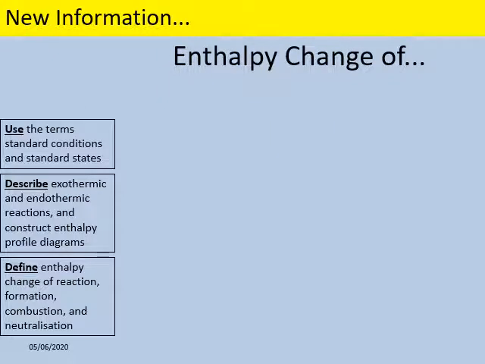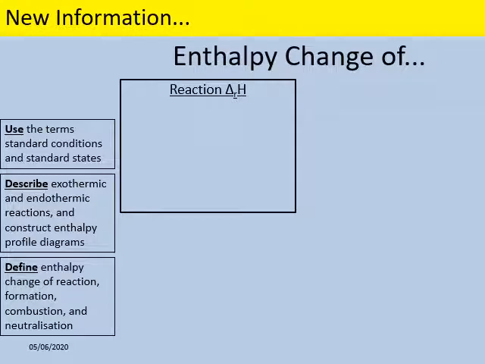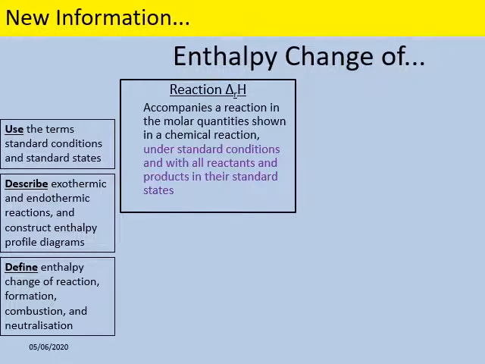Now we're going to go through 4 different definitions for enthalpy changes, and they're specific to different types of reaction. We'll talk about each one in turn a little bit more later on. The first is the enthalpy change of reaction. You can see here next to the delta symbol we've got a little r, that r is for reaction. The definition for this is that the enthalpy change accompanies a reaction of the molar quantities shown in a chemical reaction, under standard conditions and with all reactants and products in their standard states.